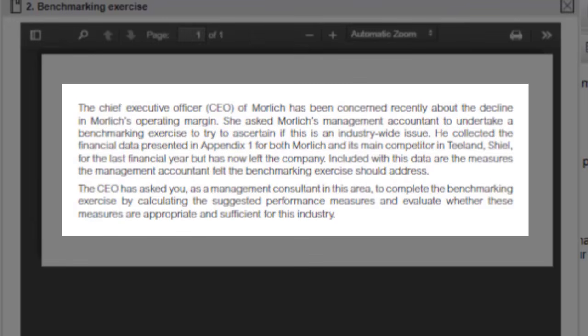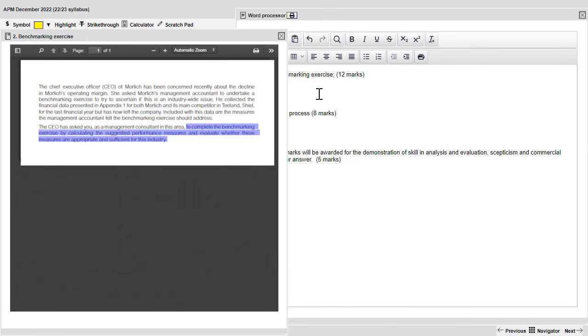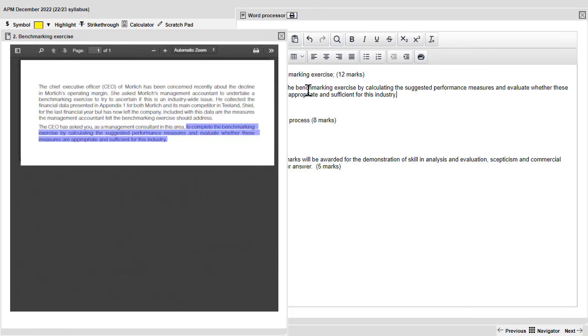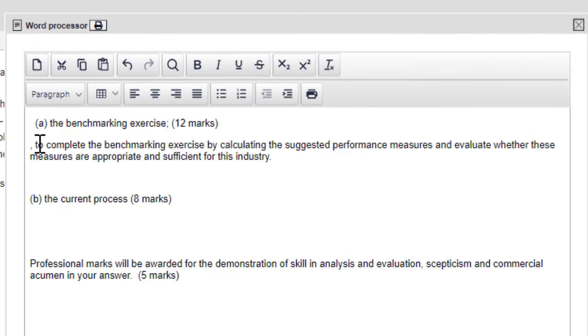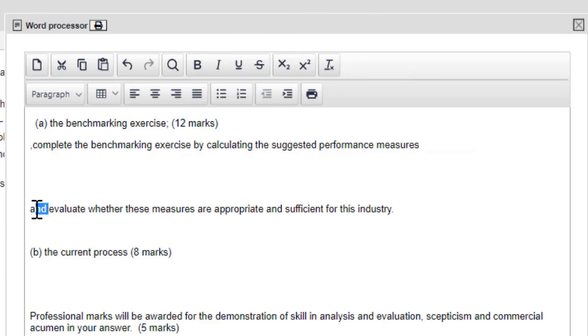And we learn that the CEO would like us to undertake a benchmarking exercise as she is concerned about dropping profitability. We've got some information in an appendix. So let's now copy paste the actual ask from the CEO. We copy it here into our word processor. So the first job is to complete the benchmarking exercise by calculating KPIs and then evaluate them.